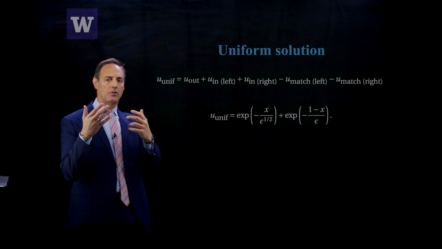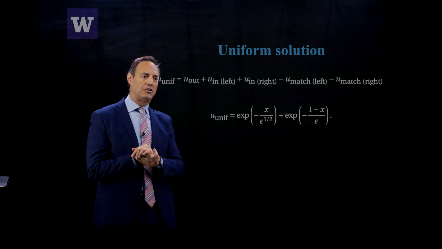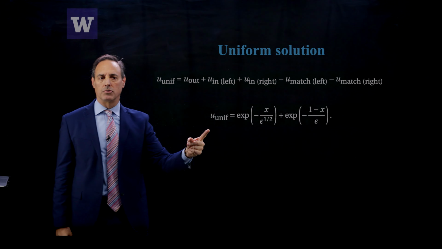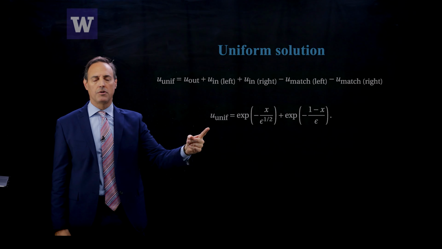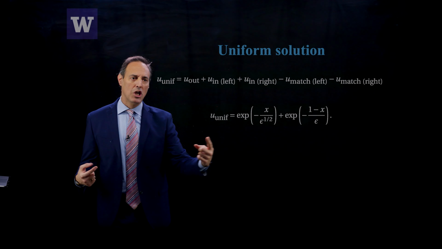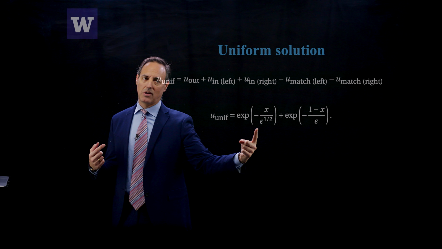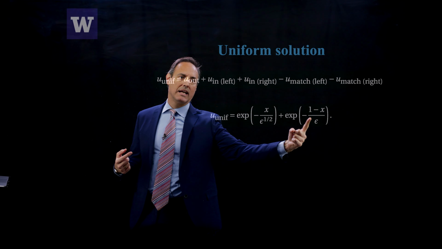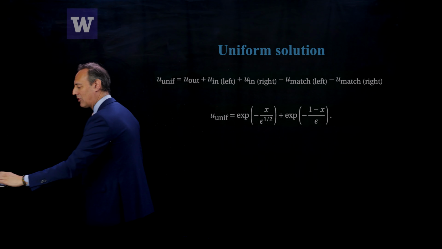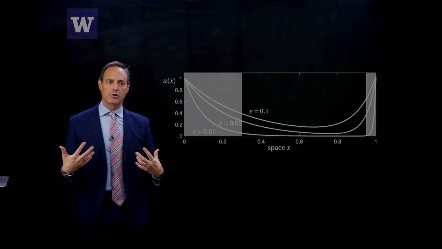Now I have the outer solution, the two inner regions minus the two matches, and this is the uniform solution you get after doing your work. So there you go. I have the solution, and it has two boundary layers. Notice I have my solution here, e to the x over square root epsilon, and an e to the 1 minus x over epsilon. So if you look at that, here's what this thing looks like. You get a double boundary layer structure.